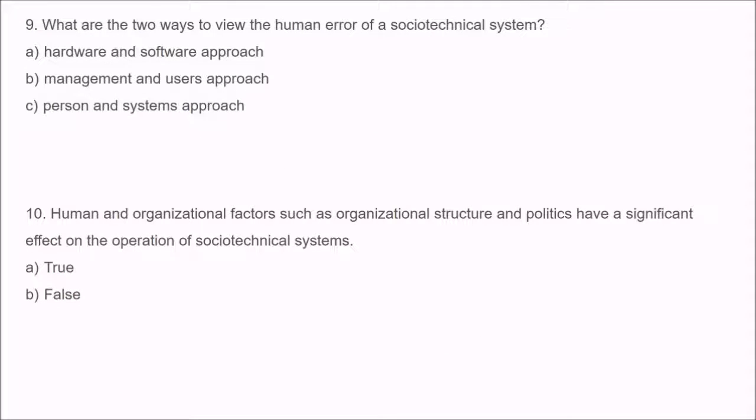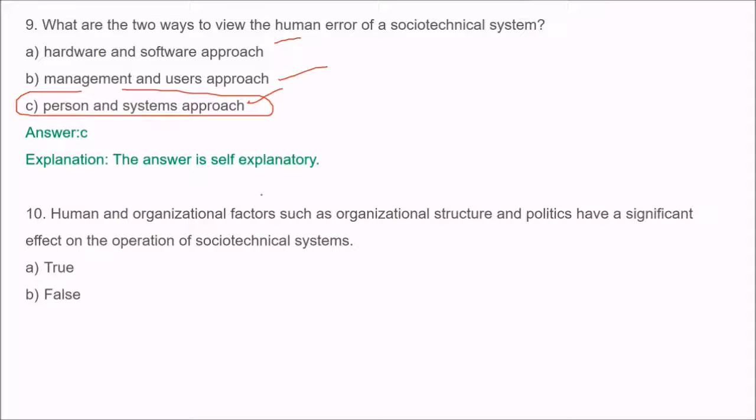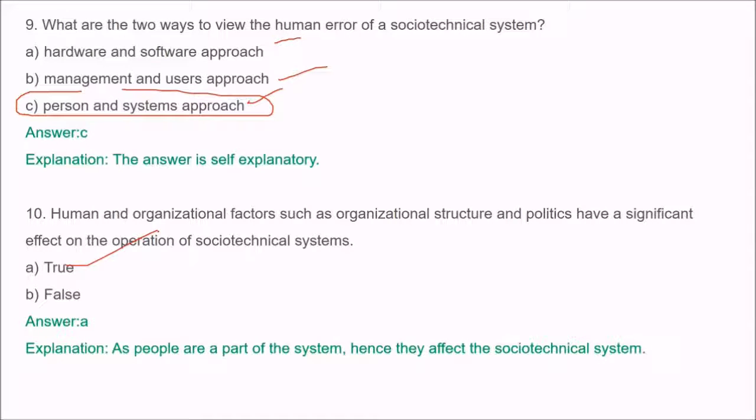Next is what are the two ways to view human error in a socio-technical system: hardware and software, management, users, or the person and system approach. So the answer would be C, the person and system approach. Next, human and organizational factors such as organizational structures and politics have a significant effect on the operation of socio-technical systems, and the answer is absolutely correct. As people are part of the system, they affect the socio-technical system.